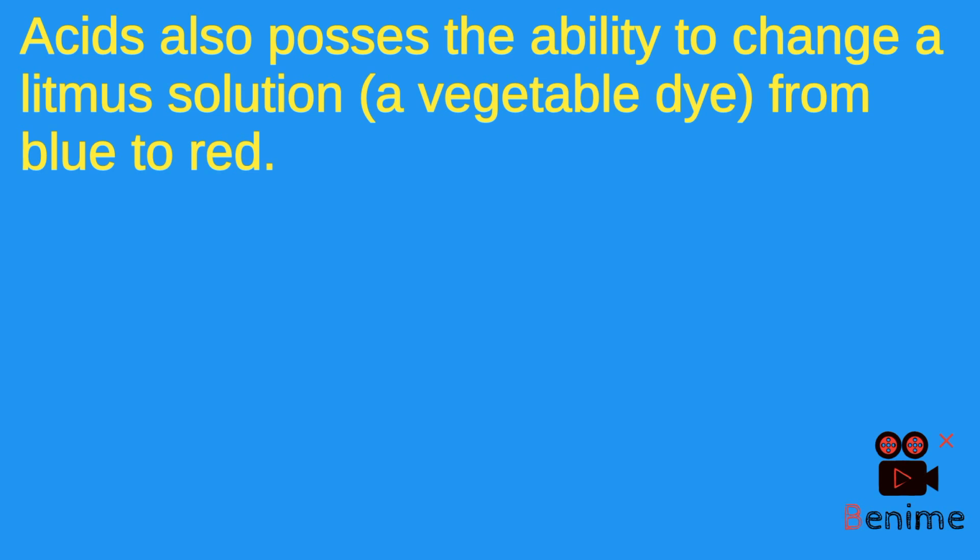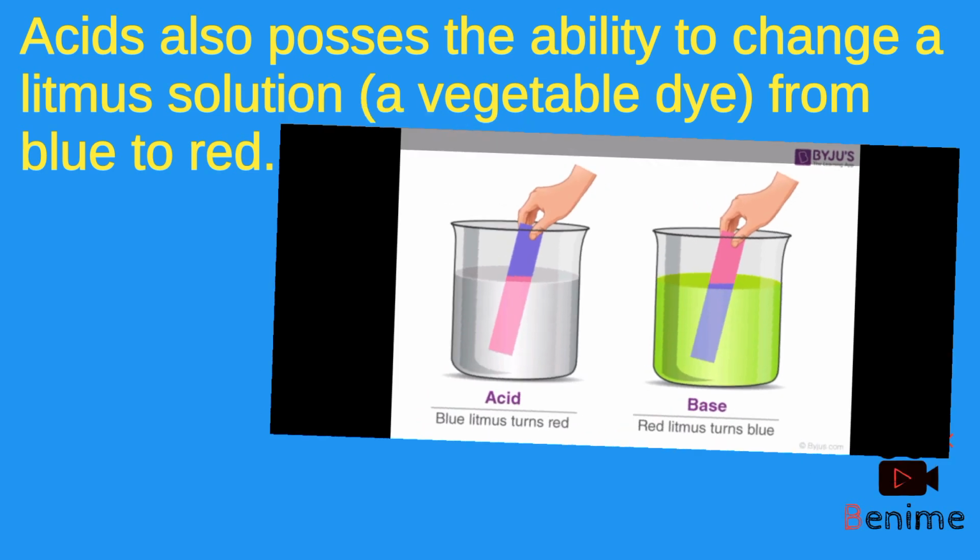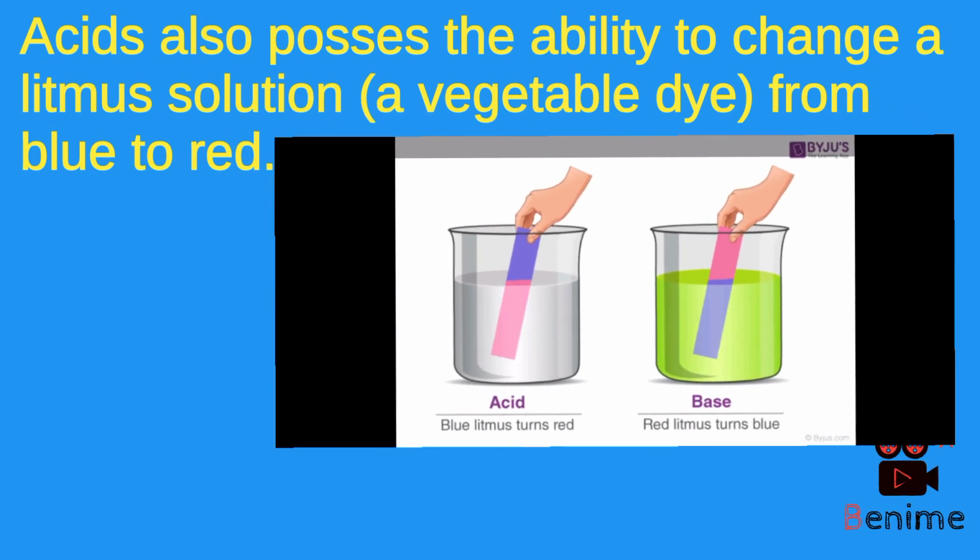This experiment is very easy to carry out at home. If you have an acid, you put a blue litmus paper in the acid, and it turns red. So you can observe it and also tell your friends about it. It's a great chemical experiment to try at home.